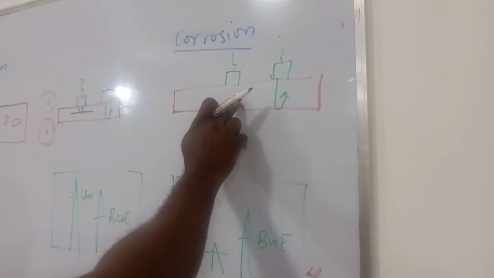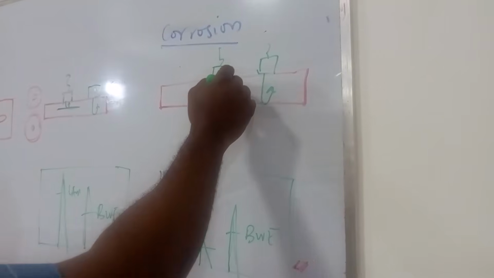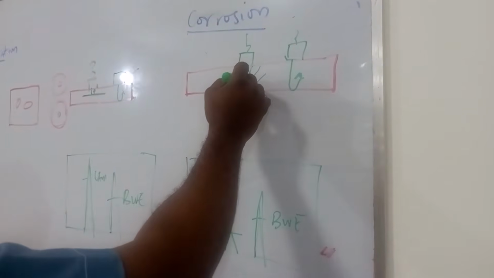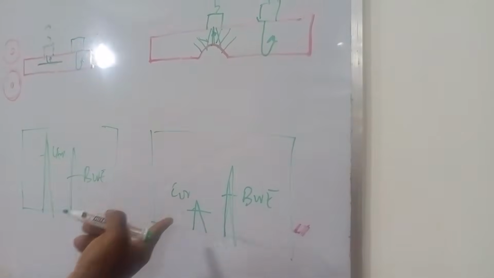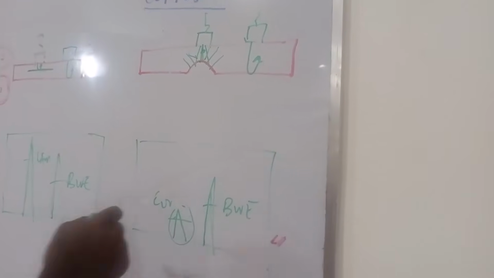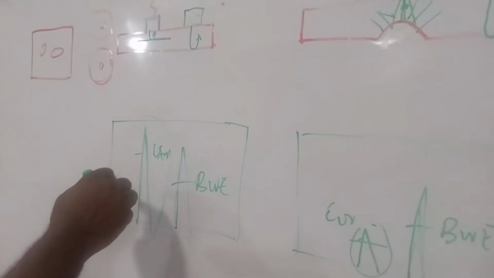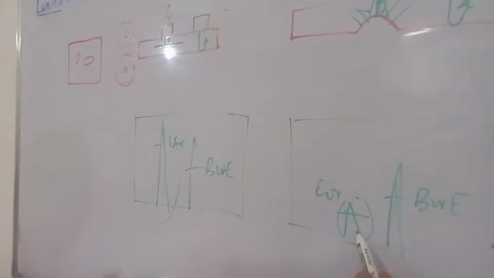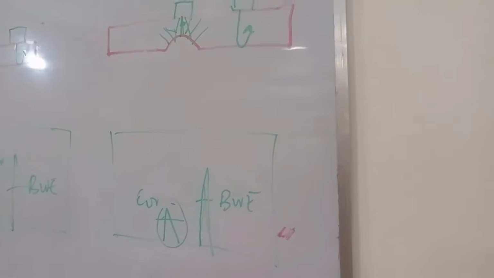If you look at the shape of this, if the sound beam comes to this point, what happens? It gets scattered. So only a small portion of it goes back. So typically a corrosion echo will have a smaller amplitude. One major difference is that lamination will have a higher echo in terms of amplitude compared to the back wall one, while corrosion will have a smaller echo, an echo with small amplitude.